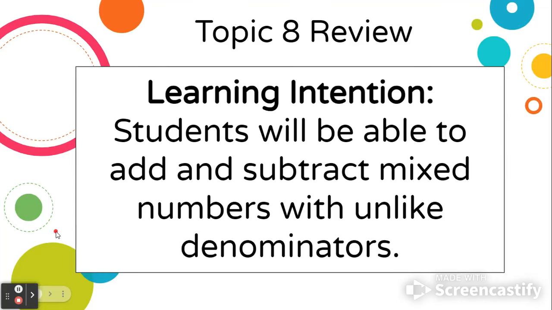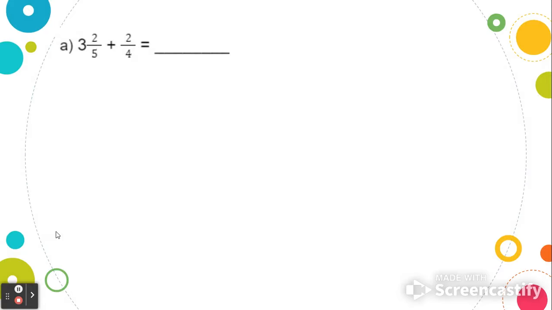Today we'll be learning how to add and subtract mixed numbers with unlike denominators. Let's start with 3 and 2 fifths plus 2 fourths. The first thing to notice is that our denominators, 5 and 4, are not the same. We need to create equivalent fractions so that they have the same denominators.